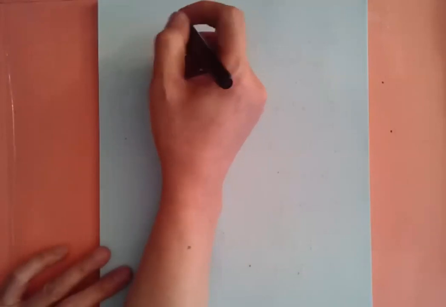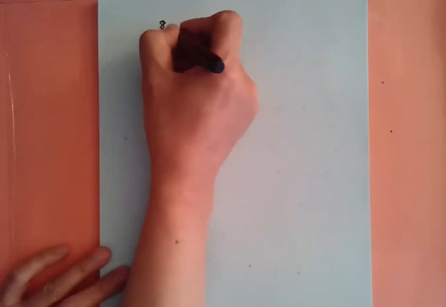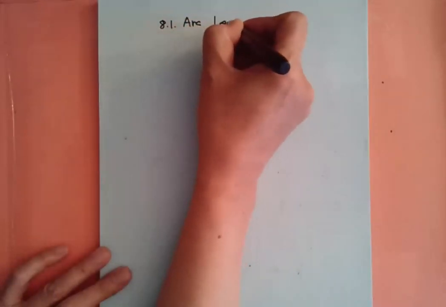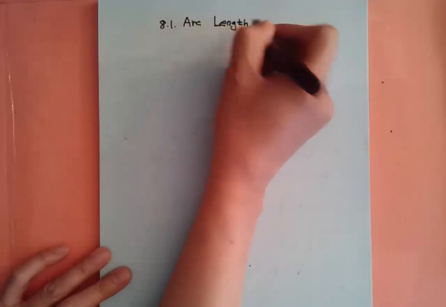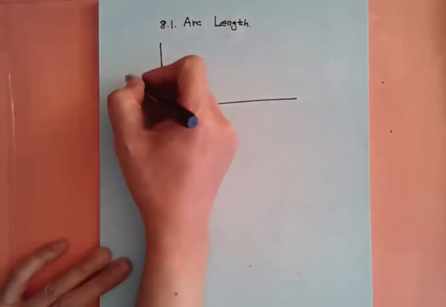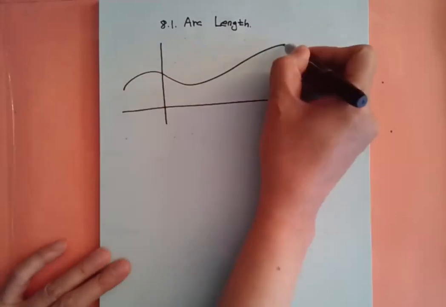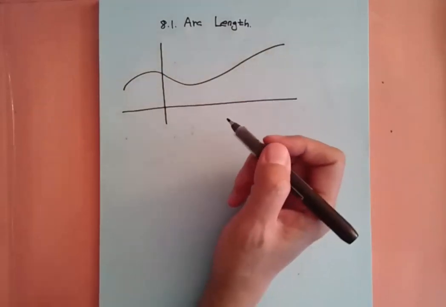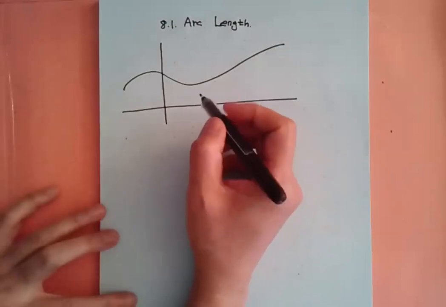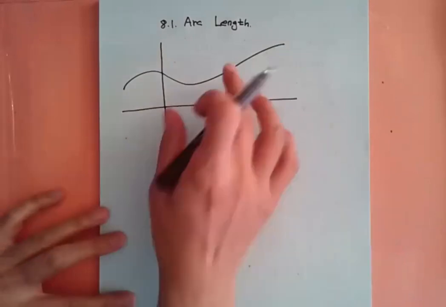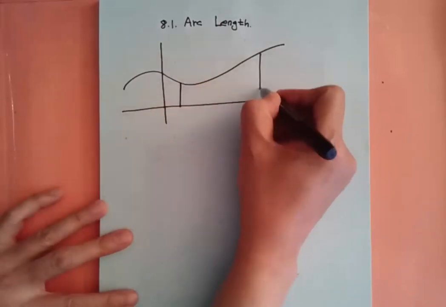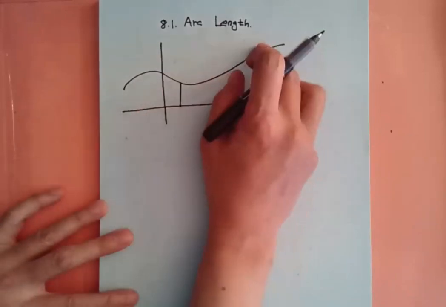Now we start 8.1. 8.1 is about arc length. Instead of thinking about area under the curve, we will think about the length of the curve. Let's consider the length of the curve from this point to this point.